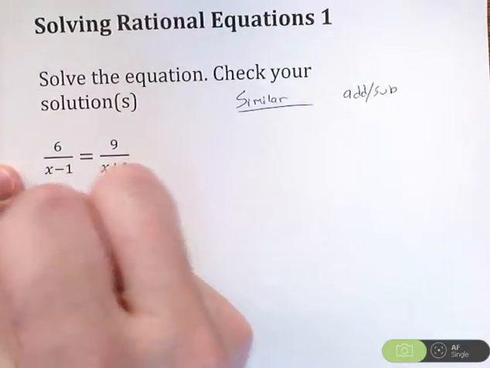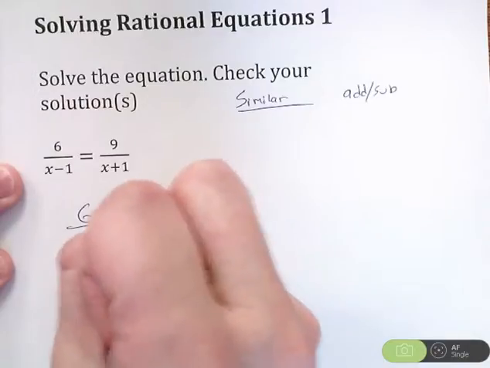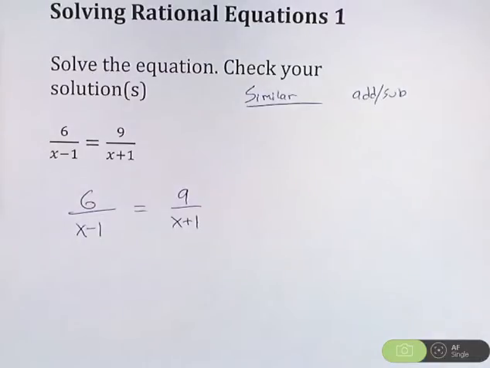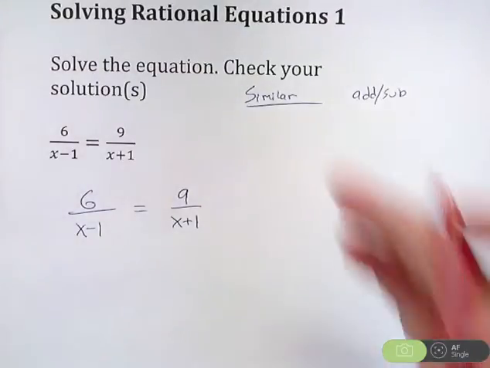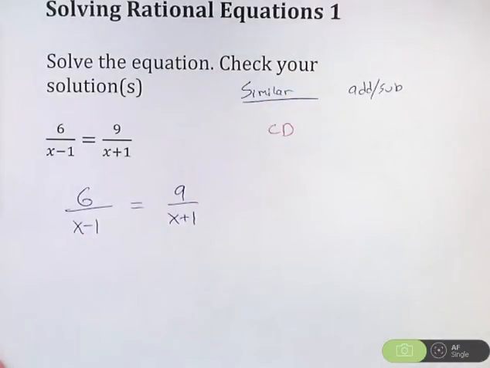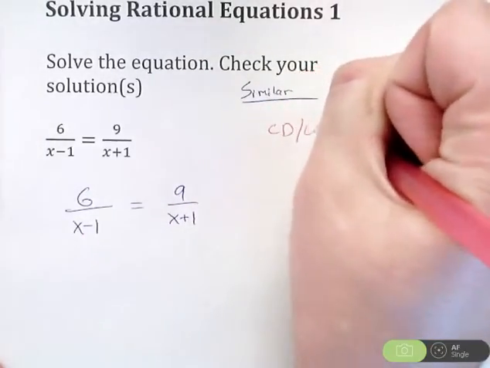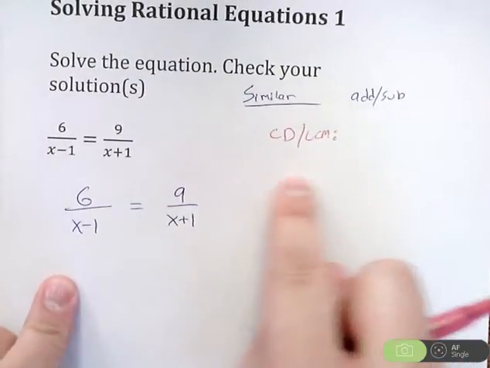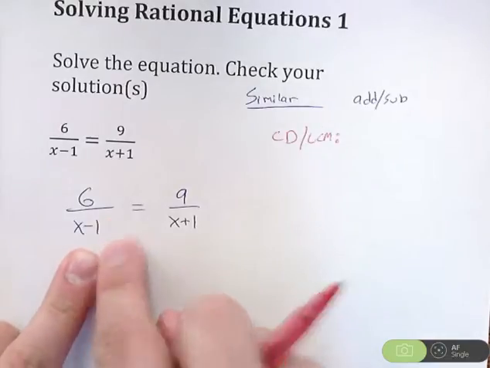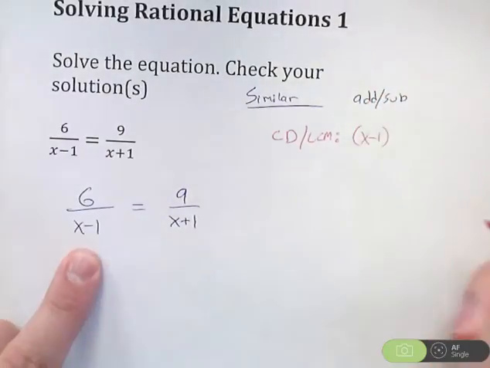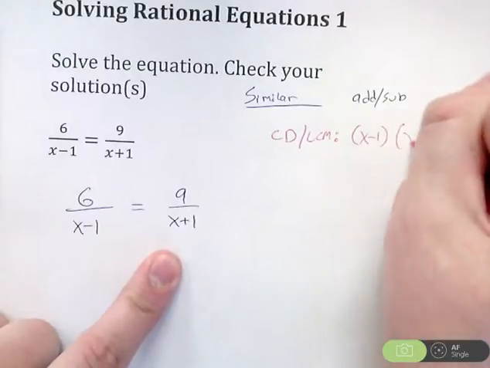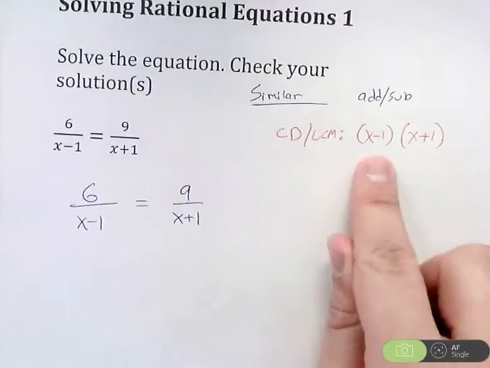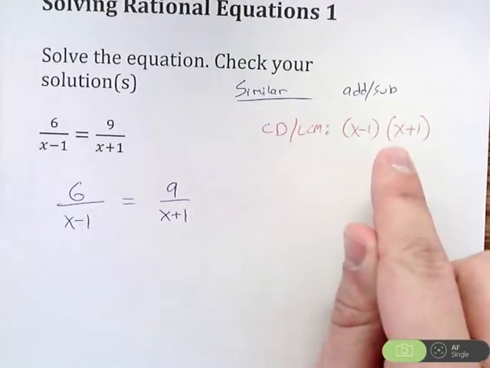Over here I have just an x minus 1, so that's going to stay the same. And on the right I have an x plus 1. That is going to stay the same. So nothing is changing there. So let's come up with that common denominator, which, by the way, is the same thing as a least common multiple. Those are going to work hand in hand. Now this is the part that's very similar to adding and subtracting. So I need an x minus 1, and I also need an x plus 1. So that is my common denominator, least common multiple.